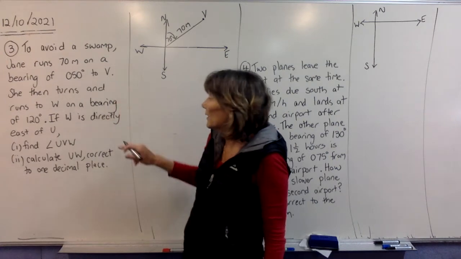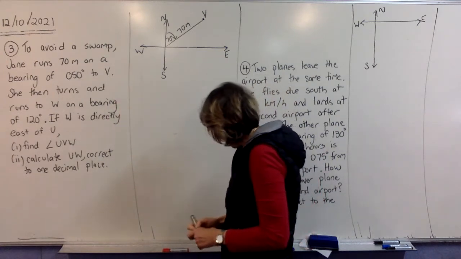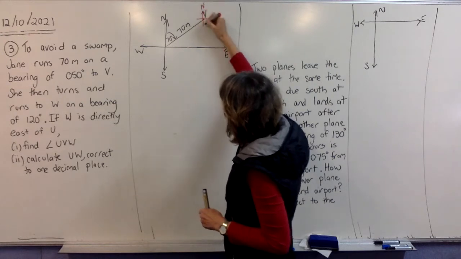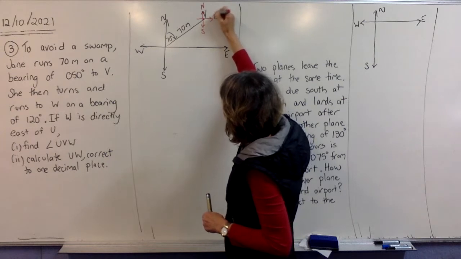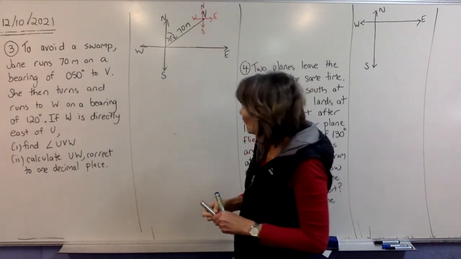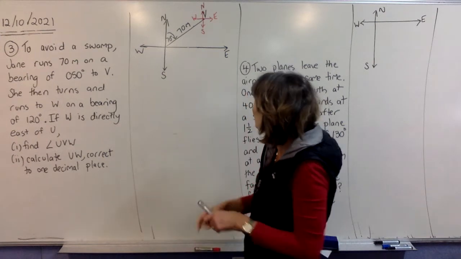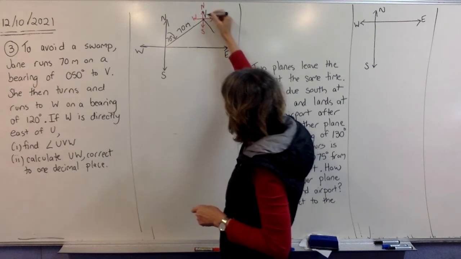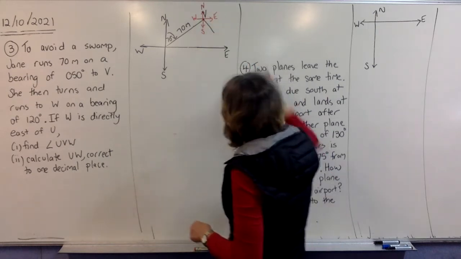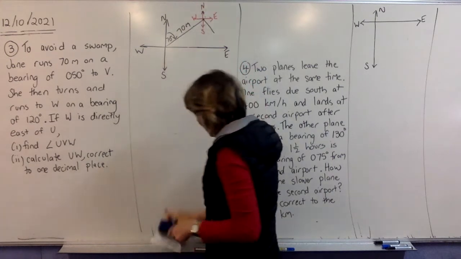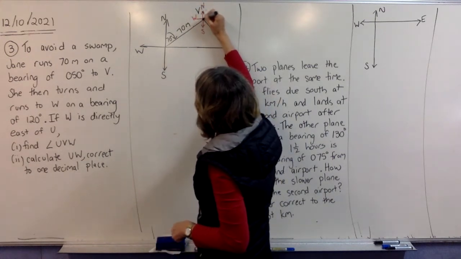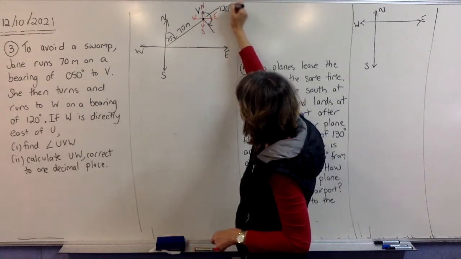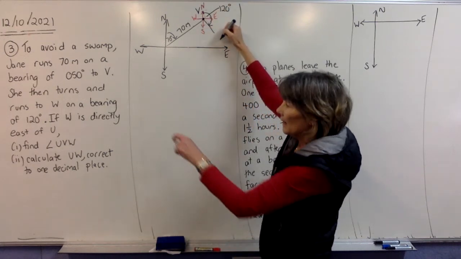Then she turns and runs to W on a bearing of 120 degrees. Now remember, we're now here. So we need a new compass drawn up for where we are now. Okay, so now we're going to go on our bearing of 120 degrees. So go clockwise from north through 120, we'll end up going down that direction. I might just move that V out of the way so we can see it. Sometimes you need to redraw these. So that's the V there. All right, if we go 120 degrees on our bearing, that's that angle there. And we go off on that bearing to W.